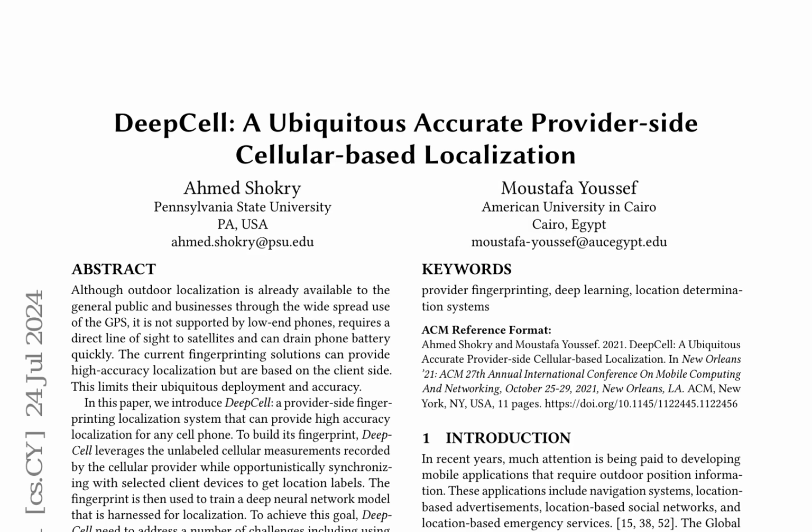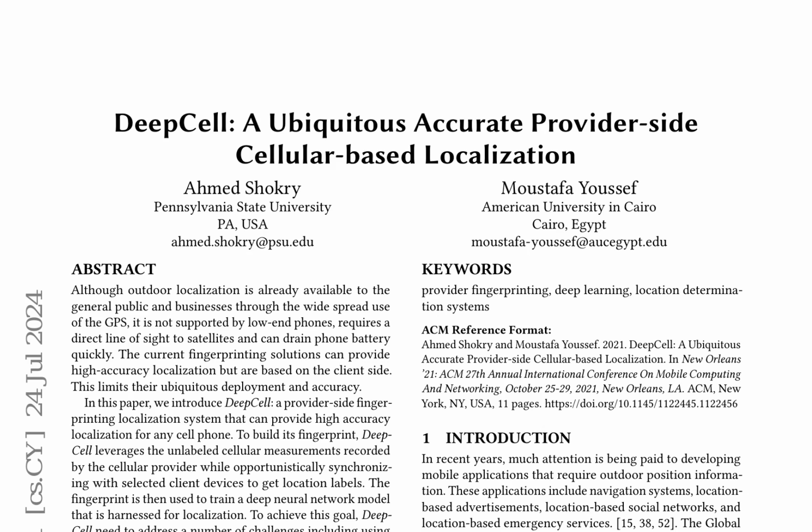DeepCell is a novel provider-side fingerprinting localization system that achieves high-accuracy localization for any cell phone, regardless of type or generation, by leveraging unlabeled cellular measurements recorded by the cellular provider. Unlike client-side fingerprinting solutions, DeepCell opportunistically synchronizes with selected client devices to obtain location labels, enabling ubiquitous deployment and accuracy.